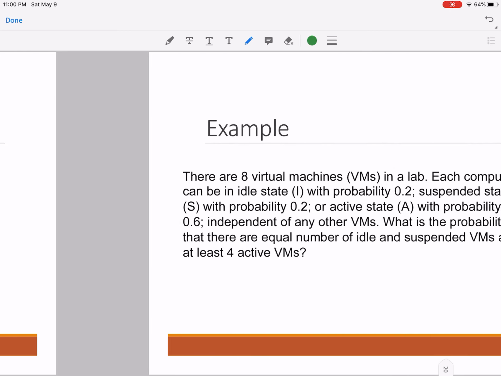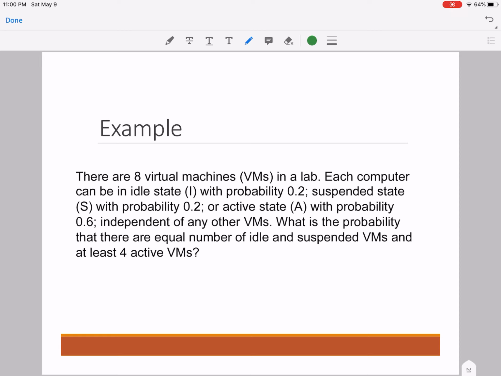Let's apply this in practice. So there are 8 virtual machines in the lab. Each computer can be in idle state I with probability 0.2, suspended state with probability 0.2, active state with probability 0.6, and independent of any other VMs. So each sub-experiment has 3 states: idle state, suspended state, and active state, where each sub-experiment is to evaluate the state of a virtual machine. What's the probability that there are equal number of idle and suspended VMs and at least 4 active VMs?